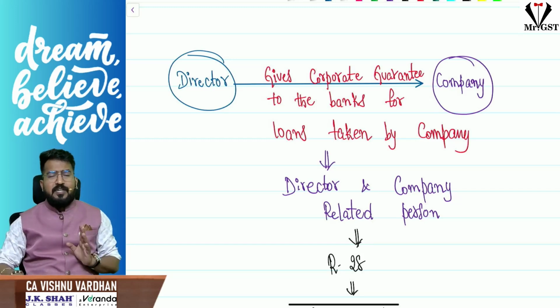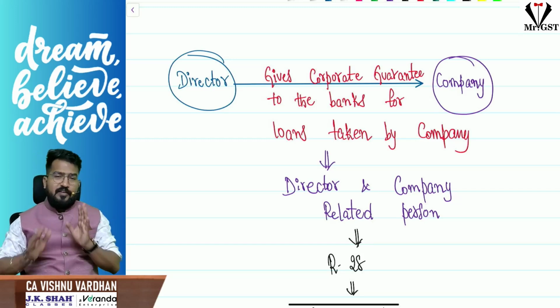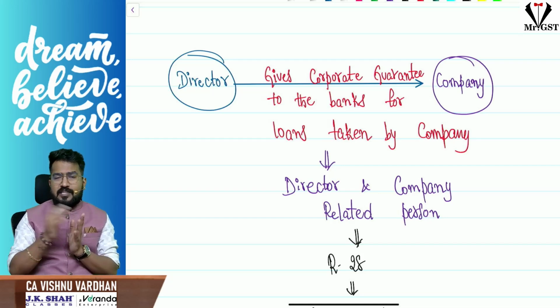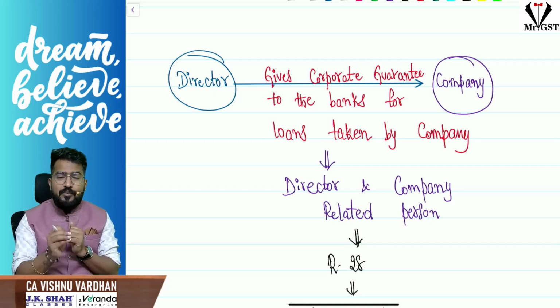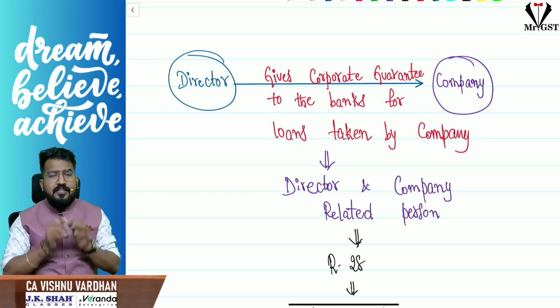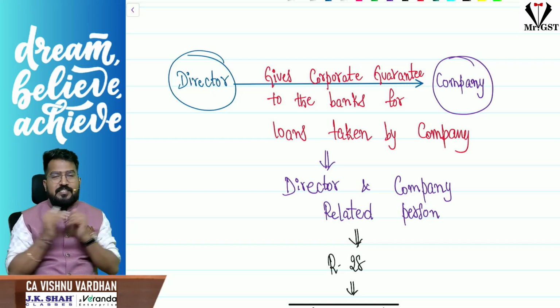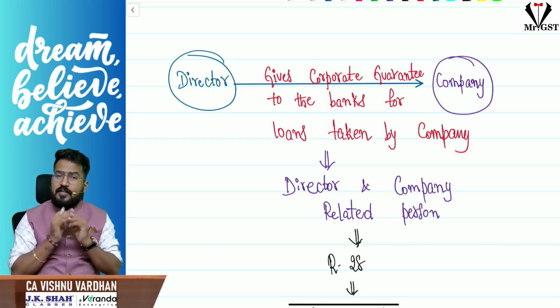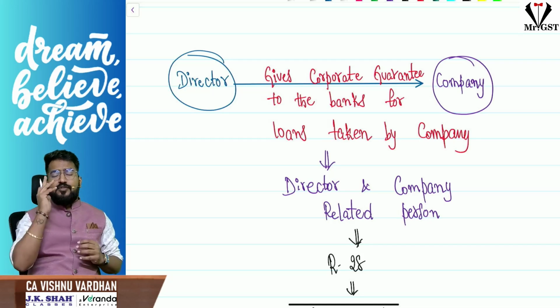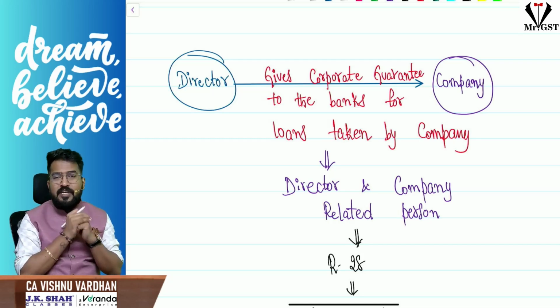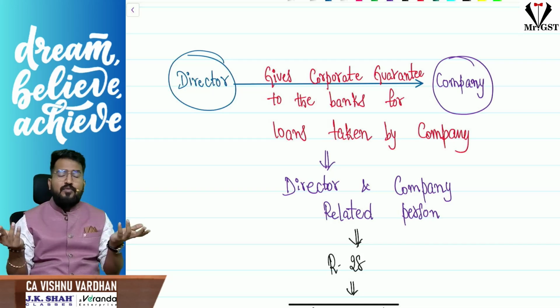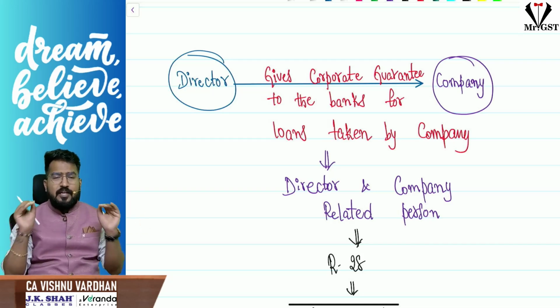As per Rule 28, the open market value should be the value of supply, because the transaction is between related persons. Now the RBI guidelines say that any director giving a corporate guarantee for the loans taken by the company should not receive any consideration. That means for this transaction there is no open market value available. Then what is the value of supply? Nil, and no GST.